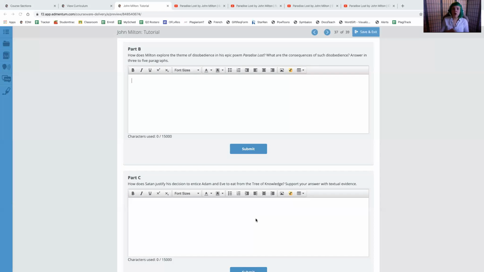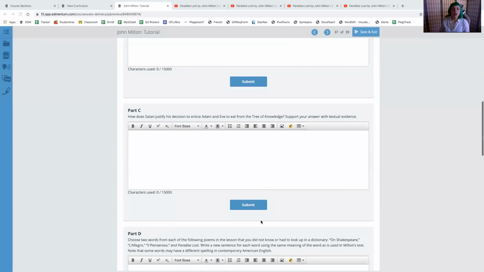And then what are the consequences of such disobedience? Well, when Satan and the other angels rebel against God, they are banished and they go down into hell and all of that. And for humans, they are banished from Eden and forced to live in a less perfect world than he had originally designed. So there we go, part B.